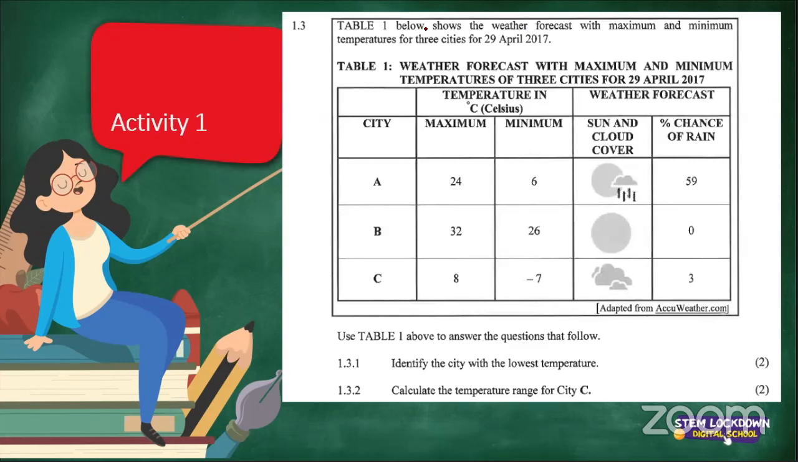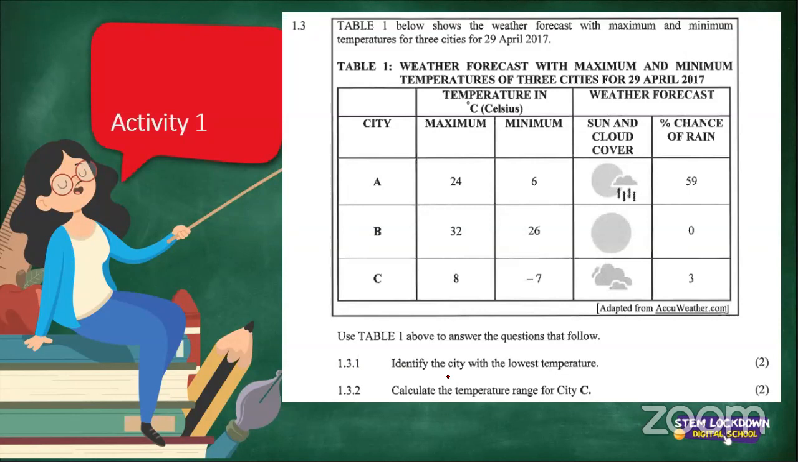1.3, table 1 below shows the weather forecast with minimum and maximum temperatures for 3 cities from the 29th of April 2017. There it is repeated. Then you have city A, B, C. We have maximum and minimum temperatures in degrees Celsius, and they show you the weather forecast and the chance of rain. There are only 2 questions, so this one is easy.